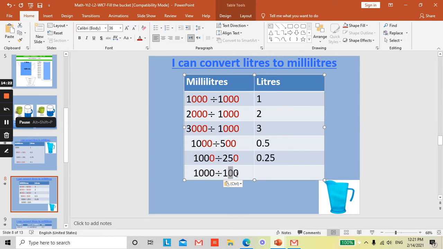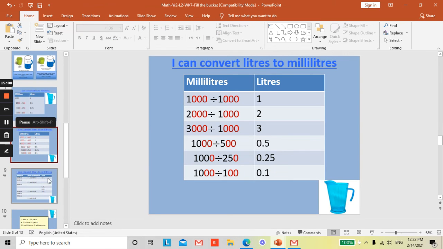Here we have 1000 divided by 100. So we have 2 zeros on this side, and 2 zeros on the other side. It remains with 1. This 1, we are going to put only 1 point here because it's one number. So it is going to be 0.1 liter. Let's move down. Going to move to the next.